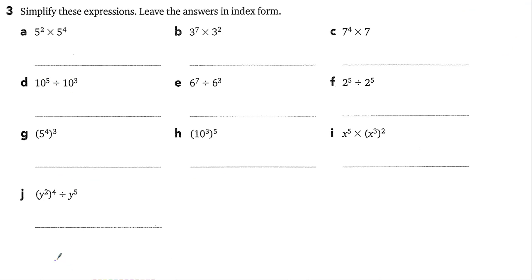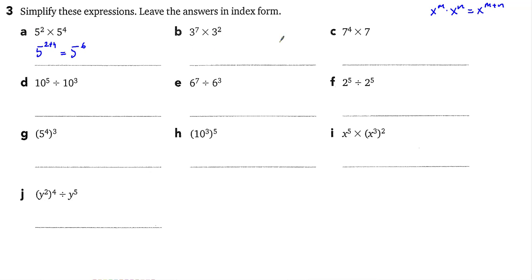Okay, let's continue with other questions. Here, I need to remind you about two rules. Firstly, the first exponent law: x to the power of m times x to the power of n is equal to x to the power of m plus n. So with respect to that one, this is 5 to the power of 2 plus 4, which is equal to 5 to the power of 6. This is the solution of A.